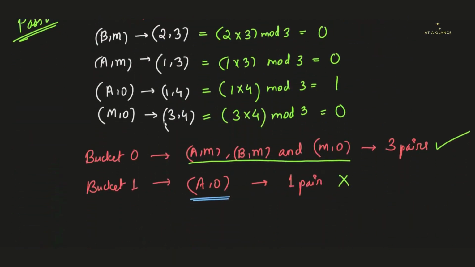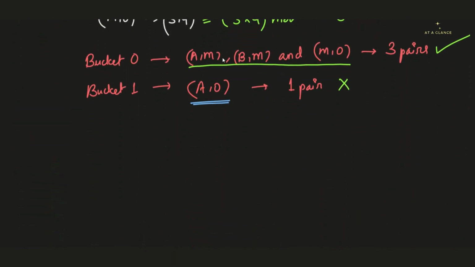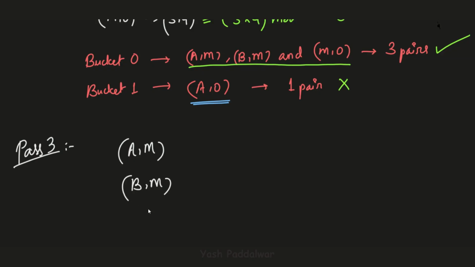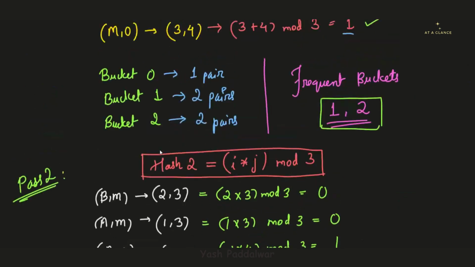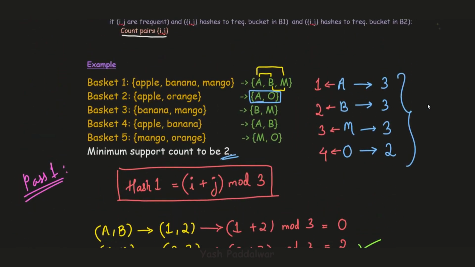Now, we have seen that these three are the pairs involved in bucket 0, which is considered to be frequent. Let's talk about pass 3 now. Let's take all these three pairs in pass 3. The first pair is AM, the second pair is BM, and the third pair is MO. So let's check for AM. You can see that A and M, both items present inside this pair, are frequent. A has the count 3 and M has the count 3, which satisfies the minimum threshold criteria.